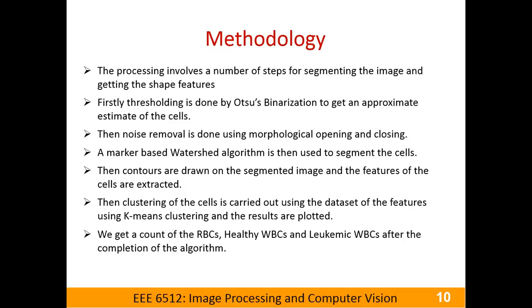A marker-based watershed algorithm is used to segment the cells. Then contours are drawn on the segmented image and the features of the cells are extracted. Then the clustering of the cells is carried out on the data set of the features using k-means clustering, and then the results are plotted.